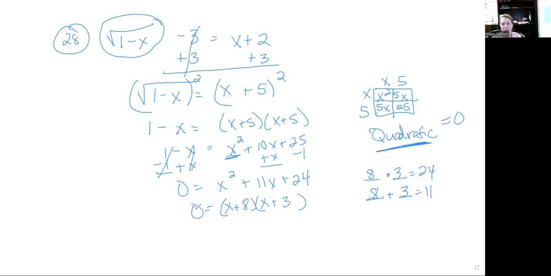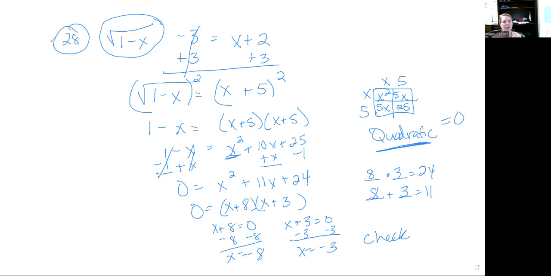And so I factored that. And now the last step is to set each piece equal to 0 and solve. And so we subtract 8, get x equals negative 8, and subtract 3, and we get x equals negative 3. Now again, remember what I talked about in class, you have to check your answers because there may be an extraneous solution.